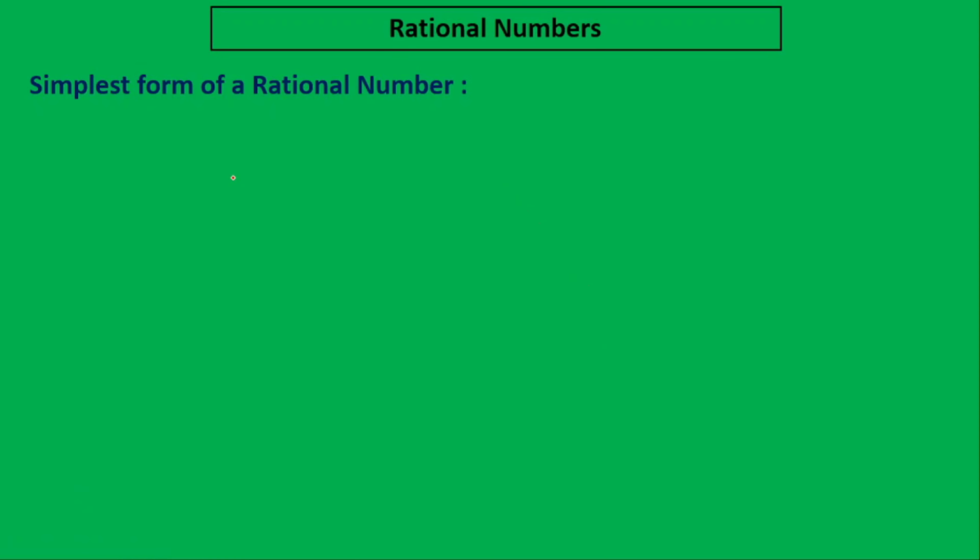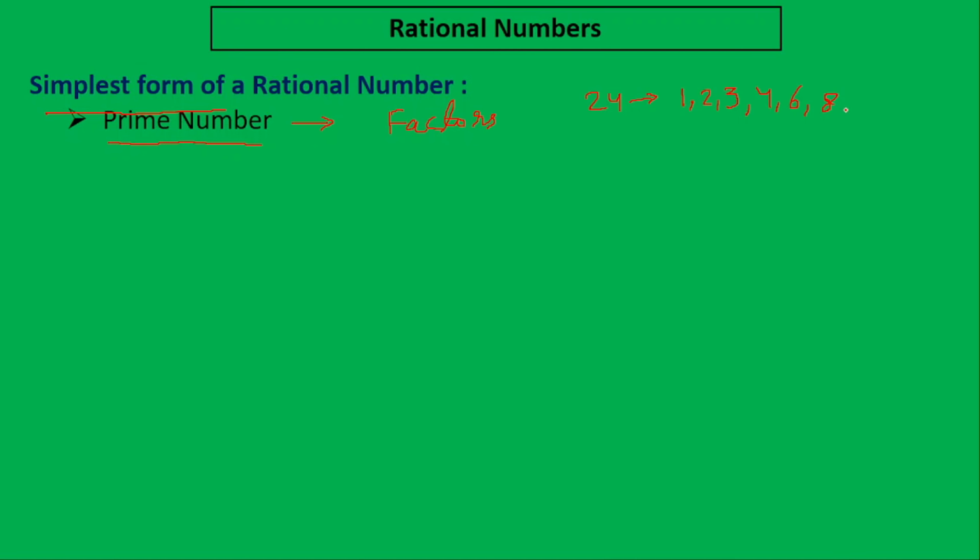Now, based on a similar concept comes the simplest form of a rational number. So we have understood that a rational number can have various equivalent forms. You can keep on multiplying by many numbers: 1, 2, 3. Suppose 5 by 3 is there. You can multiply both by 1, you can multiply both by 2. You can get many numbers. So it can have many forms. But what is the simplest form? That is what we are going to do.